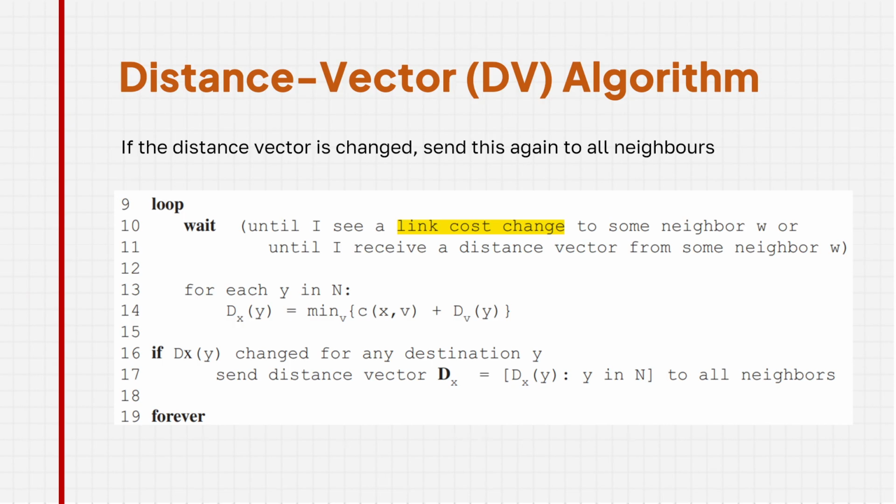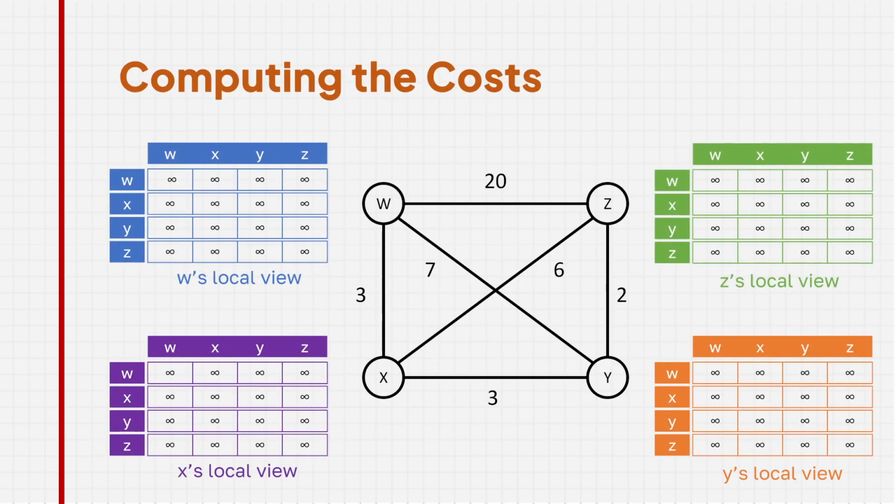Any questions? Is it possible you don't receive a distance vector, but then you see a link cost change? It is possible. That is my extra question that I said. Yeah. Okay, so let's see.